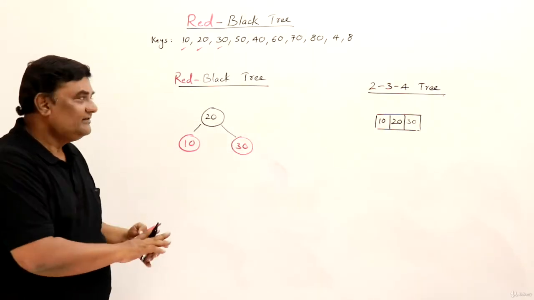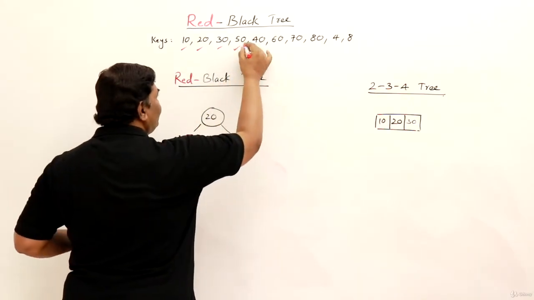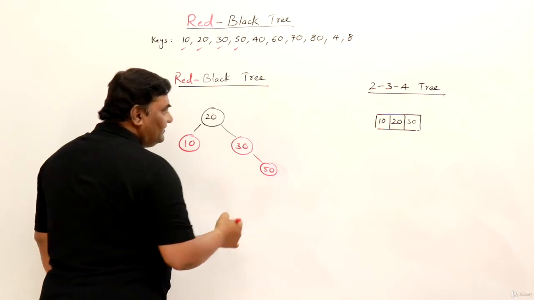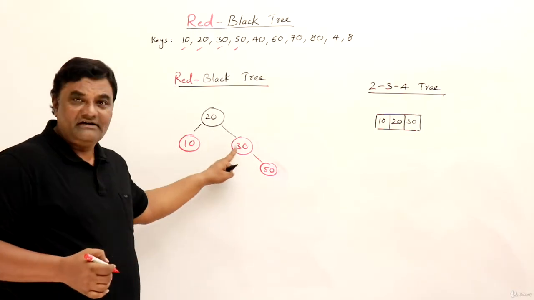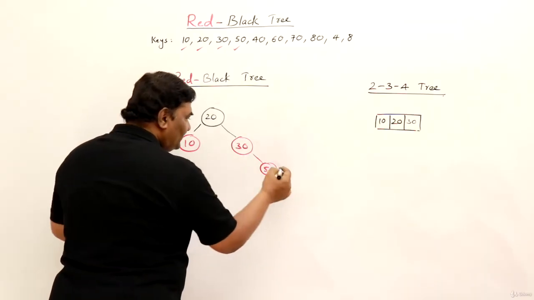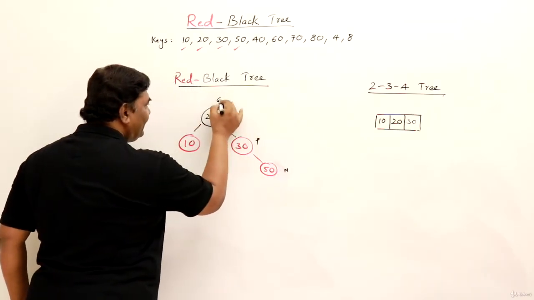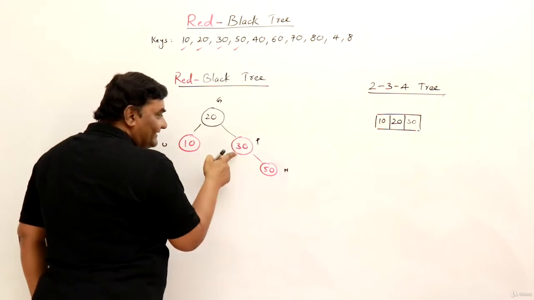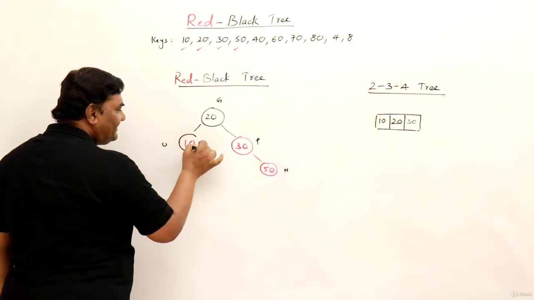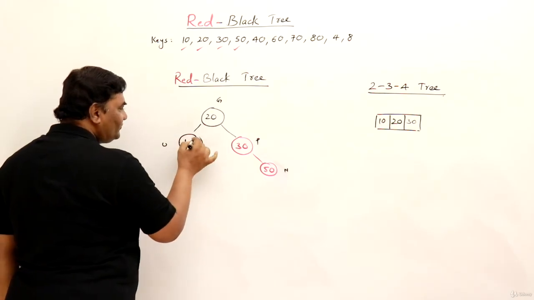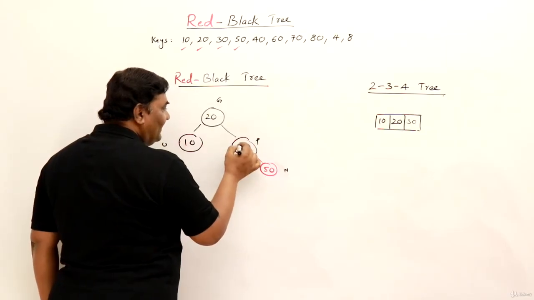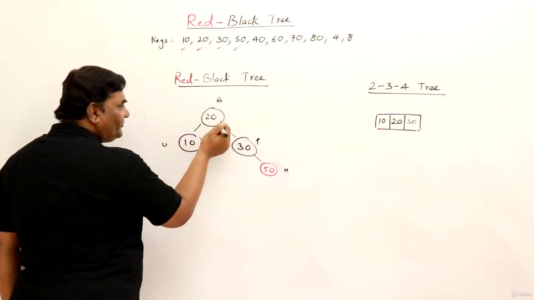Now next key. Next key is 50. So where will it be inserted? Here. 50. Red conflict. So what do we do here? This is the new node, this is the parent, this is the grandparent, this is the uncle. Parent is red and uncle is also red. So what to do? Change the color of parent and uncle to black. So these two should become black. And the grandparent should become red.